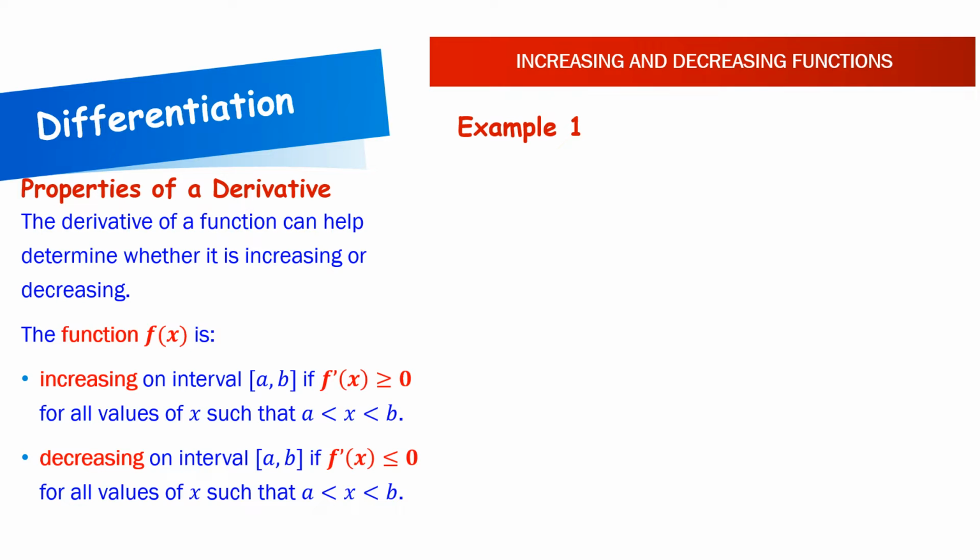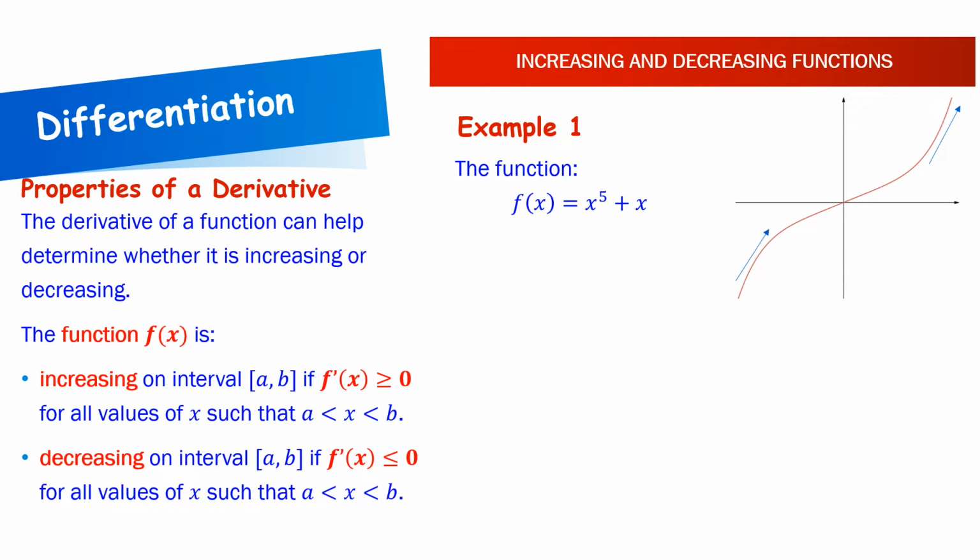Let's take a look at an example. The function f of x equals x to the 5 plus x looks something like this. Notice that it is an increasing function, and it is increasing for all real values of x.